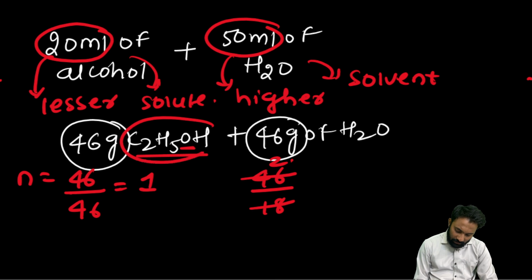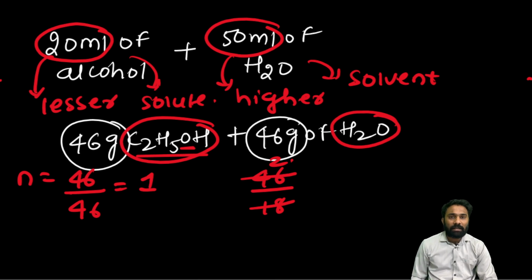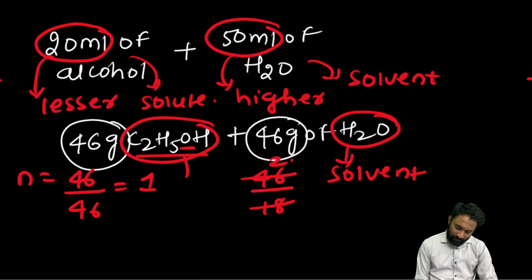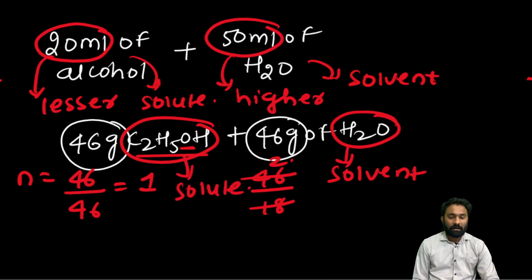Compared to the ethanol, H2O is having the high quantity in the solution, right? High quantity in the solution. So here the H2O will be the solvent and ethanol will be the solute. Clear? I hope by this you got to know which one is a solute and which one is a solvent.